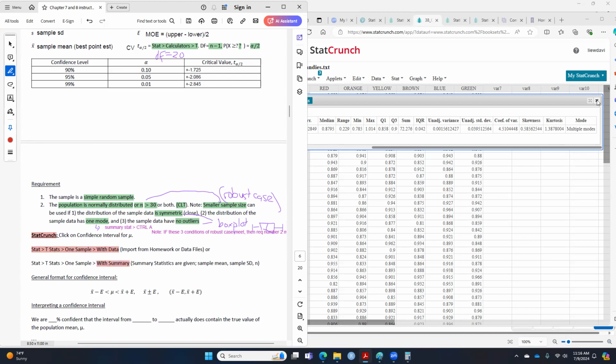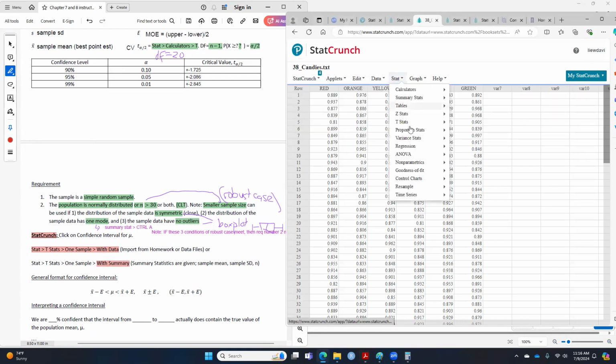So if you go to Stat, T Stats, because you're using T, we never use Z stats. Okay, some of you will say, David, are we using Z stats? No, we will never use Z stats. T Stats, One Sample, and you have an option here. Either you can choose with data or with summary.